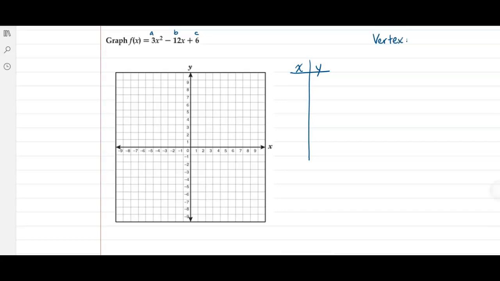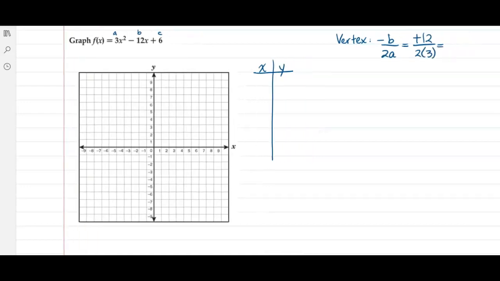And to do this, I'm going to do negative b over 2a, which would be negative 12, which makes it positive 12, over 2 times 3. And when I reduce this, 12 over 6, I get 2. So I know one point is 2. So I'm going to put it right in the middle. One x-coordinate is 2, I should say, more specifically.